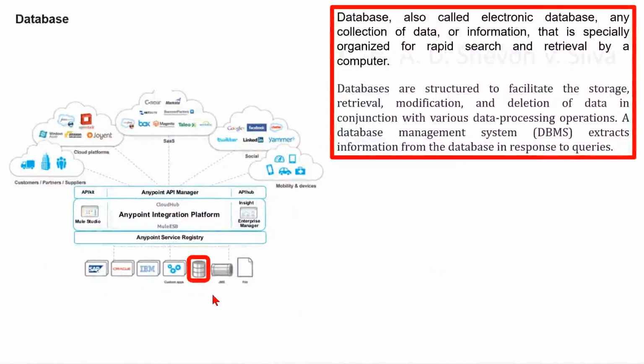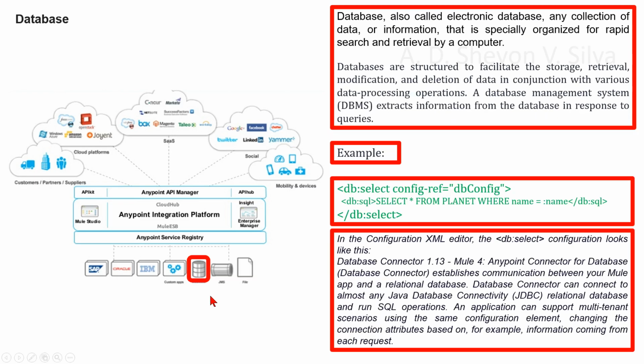Database, also called electronic database, is any collection of data or information that is specially organized for rapid search and retrieval by a computer. Databases are structured to facilitate the storage, retrieval, modification and deletion of data in conjunction with various data processing operations. A database management system, DBMS, extracts information from the database in response to queries.